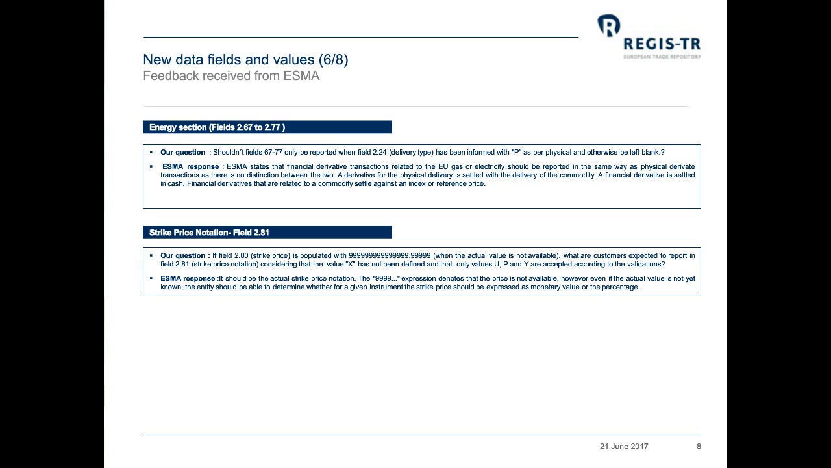And this last slide, closing my presentation, shows as a summary some of the fields which have been newly included in the reporting, some of the ones which have been renamed, and some of the ones which have been removed. This first block, referring to the new data fields and values, finishes here, and I will now give the word to my colleagues Raúl and Jonathan. Thank you very much for your attention.